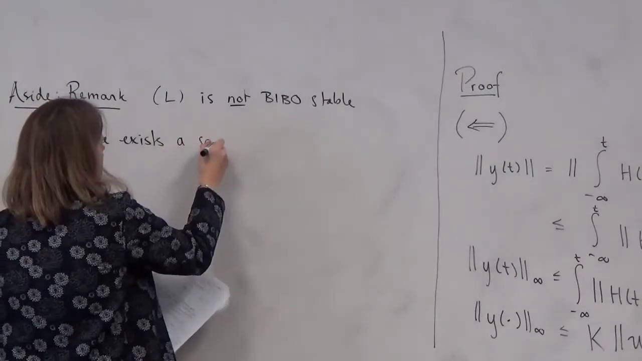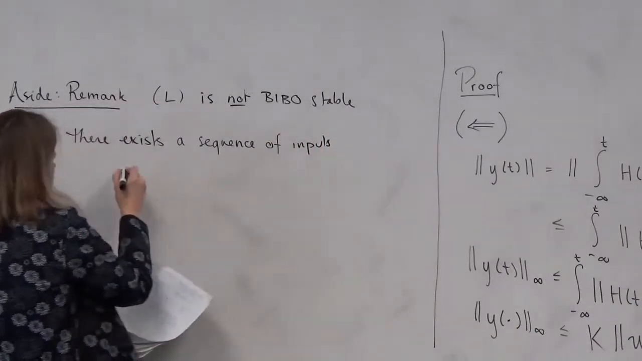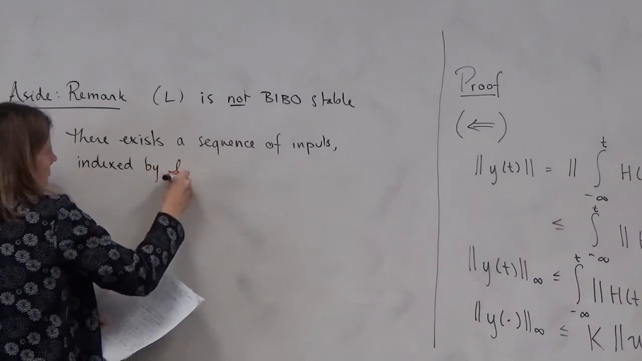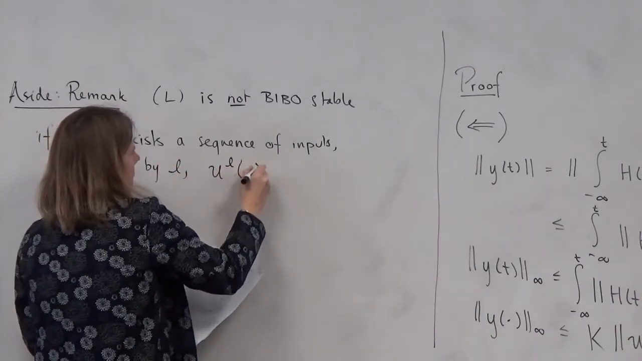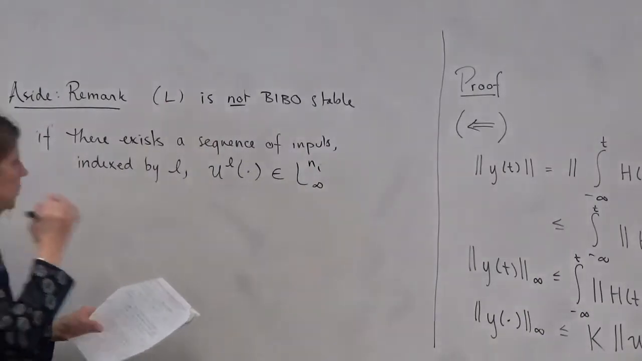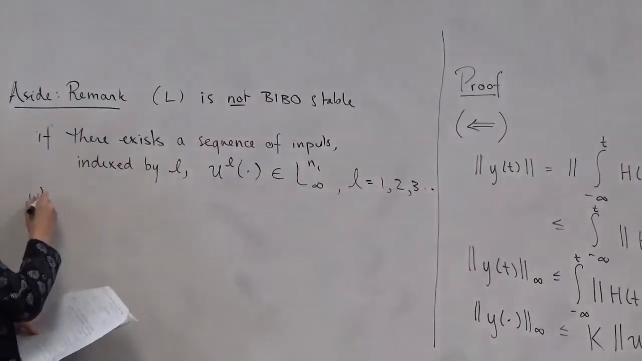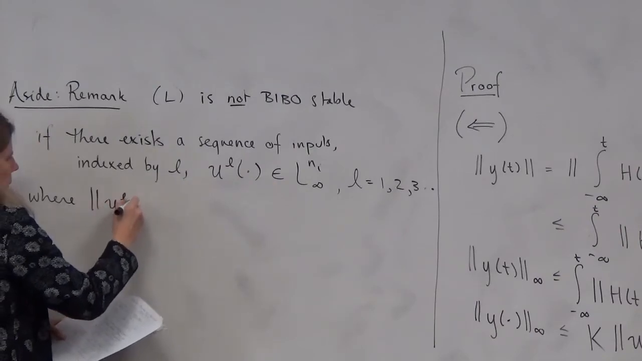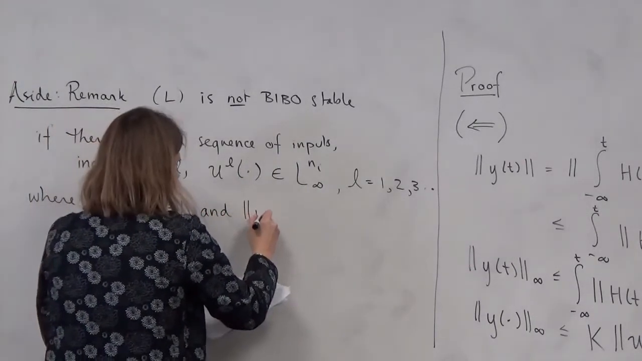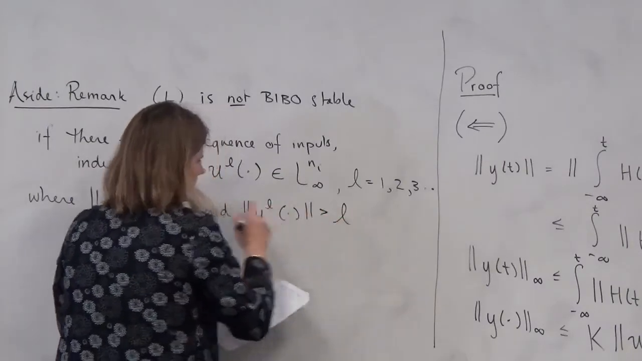If there exists a sequence of inputs, indexed by L, and we're going to call them U superscript L of T. These are bounded, so they belong to L infinity, n_i dimensional, for L equals 1, 2, 3, and so on, where the norm of those inputs is equal to 1, and the norm of the output corresponding to the Lth input is greater than L, where L is my index.